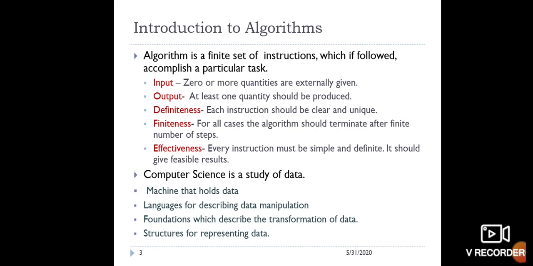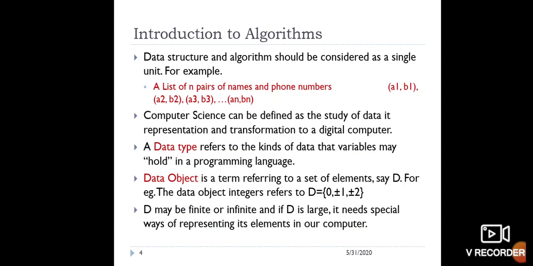Actually, first you learned that computer science is a study of algorithms. Later you're going to say computer science is a study of data. Machines: you're going to use machines to store data, that is, holding the data. Then the languages, for describing some data manipulation. And then the structures for representing data. All these things you should be able to carry out when you call computer science a study of data.